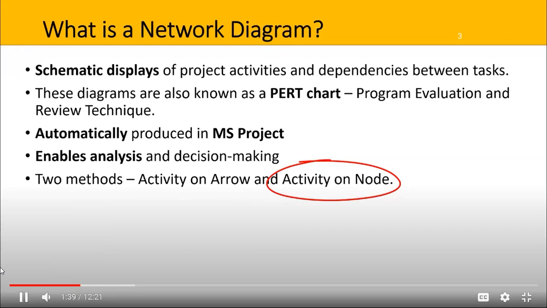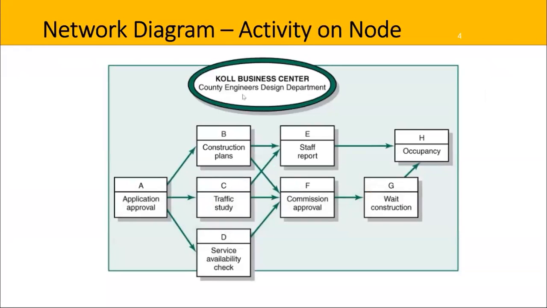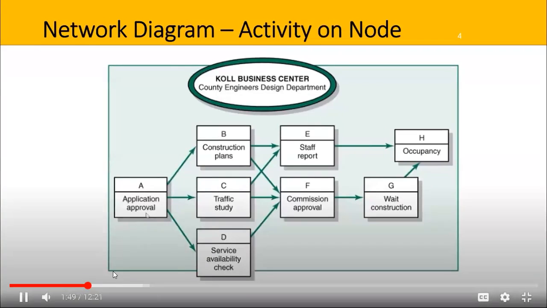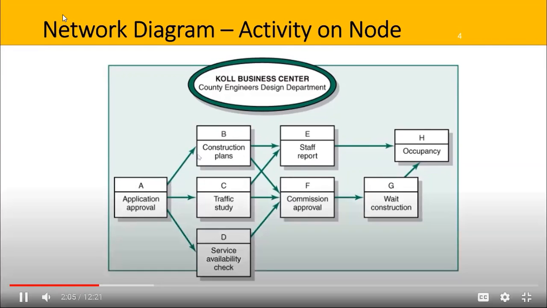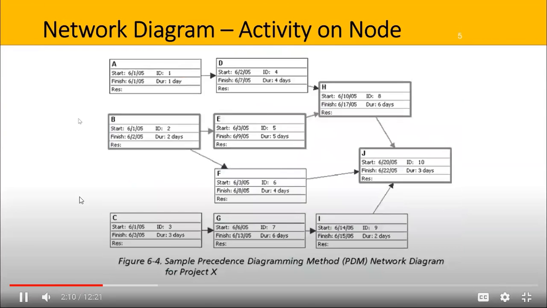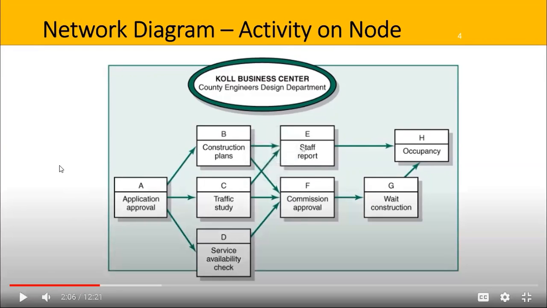Node means box. Here is an example. So the activity is on the node, which is the box here. The identifier is A and its application and approval. So this network diagram shows us the different activities that need to be done and how they relate to each other. We have a number of different paths. So for example, A, B, E, and then H is one path because we have arrows going through those different activities. Here's another example. This is similar to what would be outputted in arrows going.